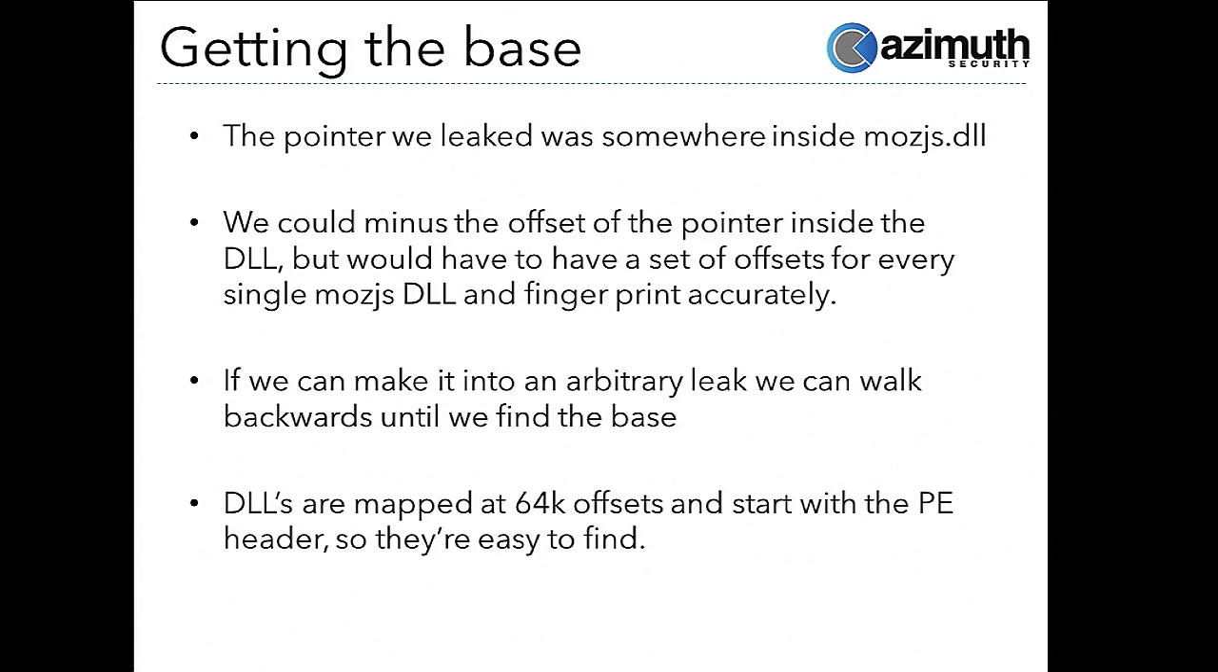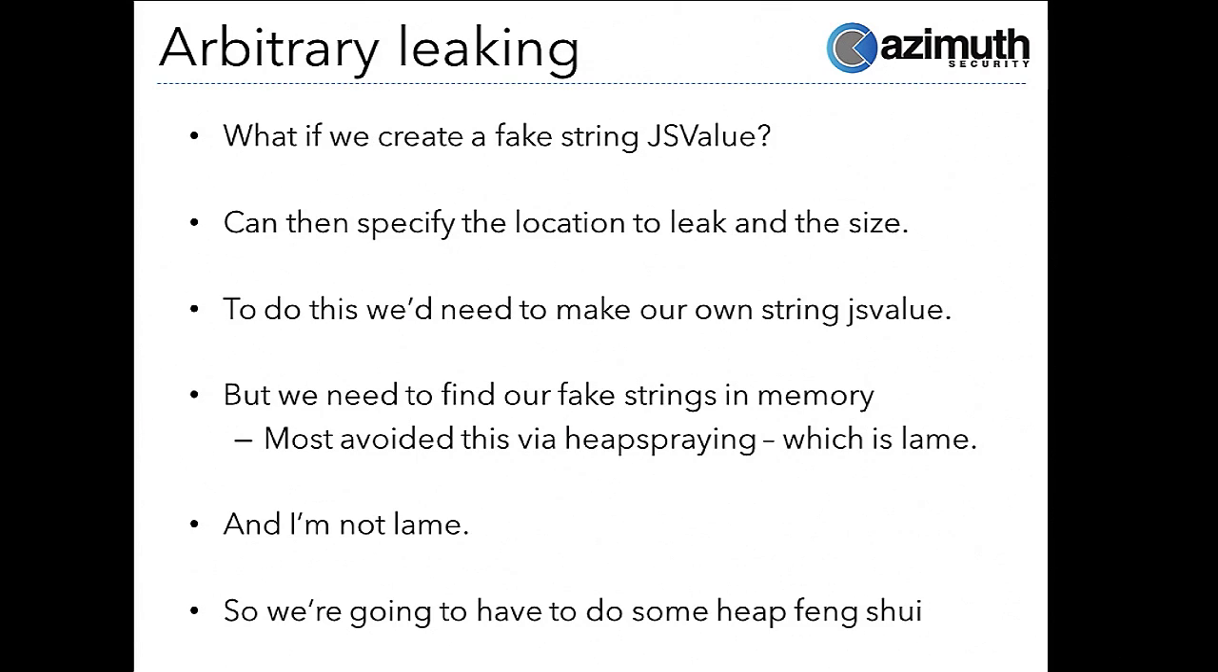So I thought, why not over-engineer this a lot and try to turn this into an arbitrary leak instead of just leaking inside Moz.js. If we can turn it into an arbitrary leak, we can just walk backwards until we find the PE header and go, hey, this is now the base of Moz.js. Especially since their DLLs are mapped to 64K objects, you only have to leak a couple of times to do this, not 4 bytes at a time or something. So we need to turn this into an arbitrary leak.